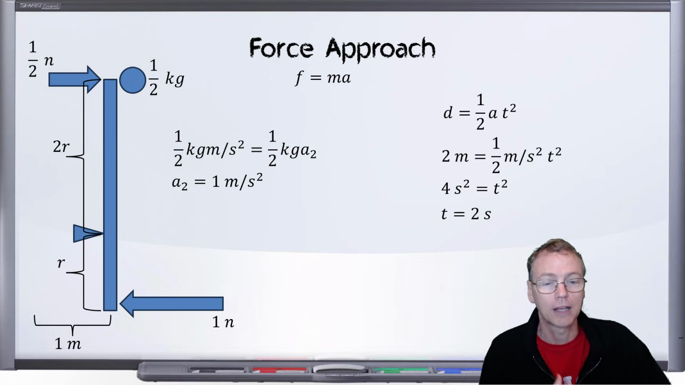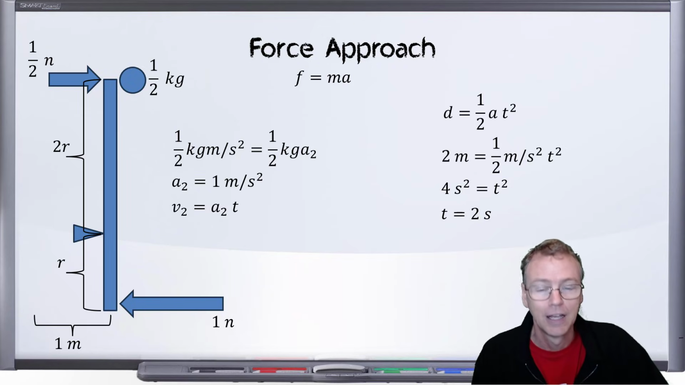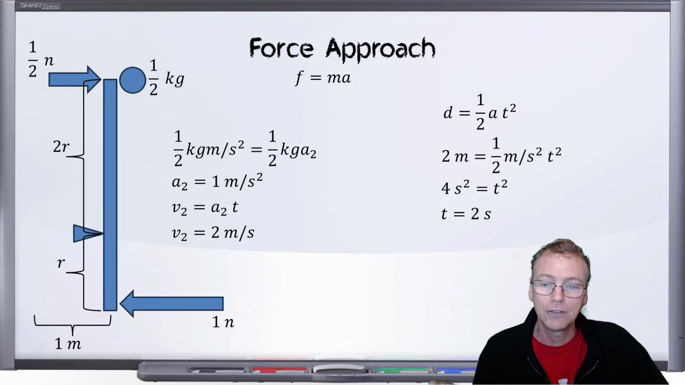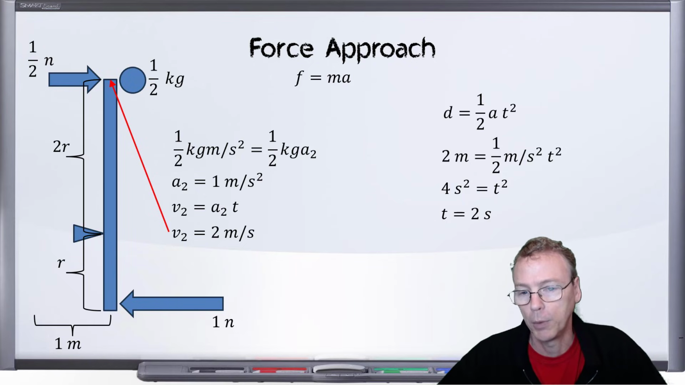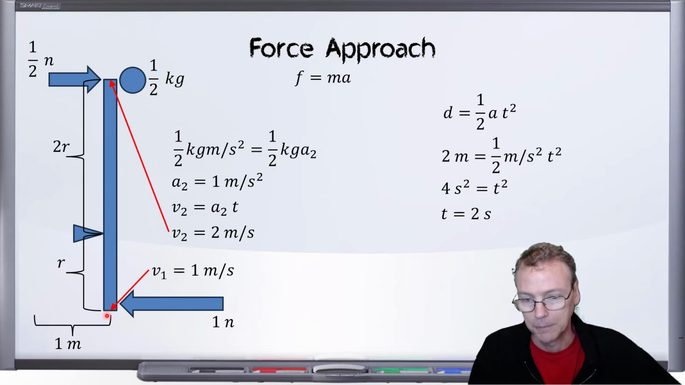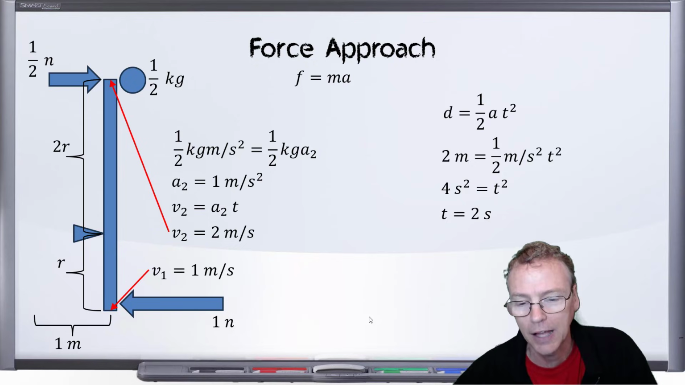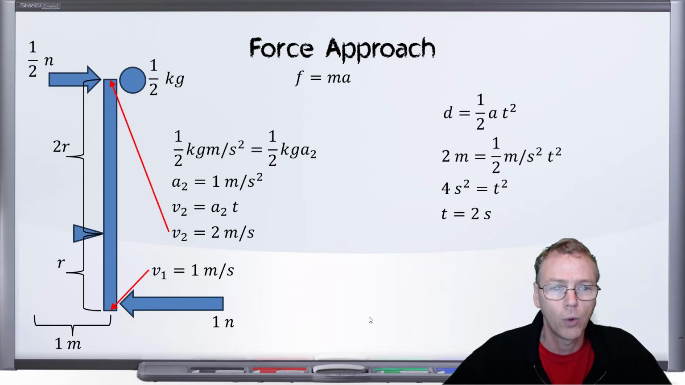And if we are accelerating at 1 meter per second squared for 2 seconds, the velocity is 2 meters per second at that end. Using our moment-arm relationship, that means we have 1 meter per second at this end. So now we have the velocity on this version. Let's do the same thing for the equal moment arms.